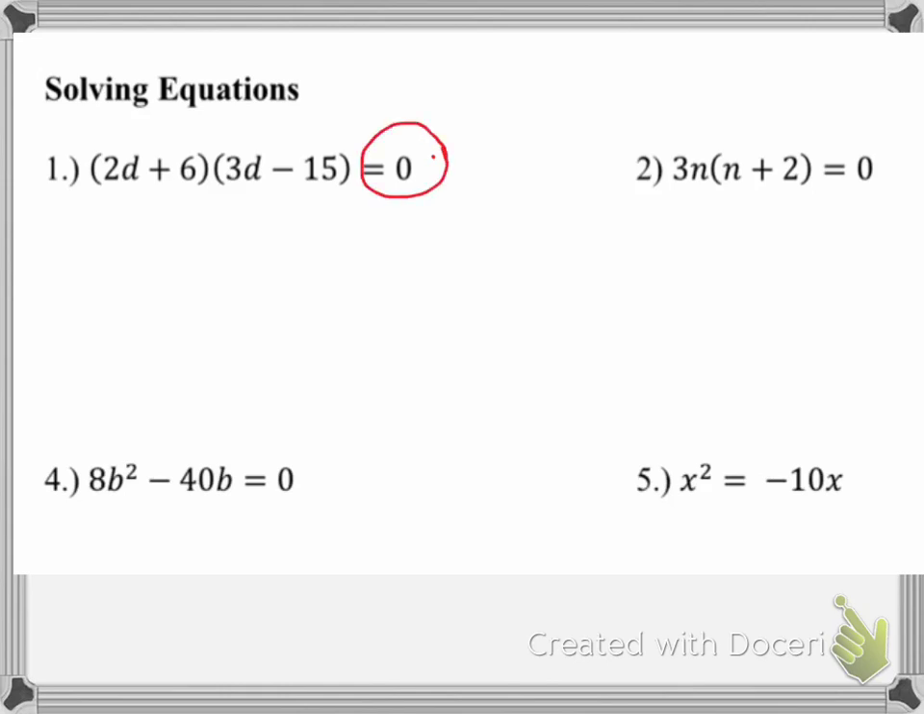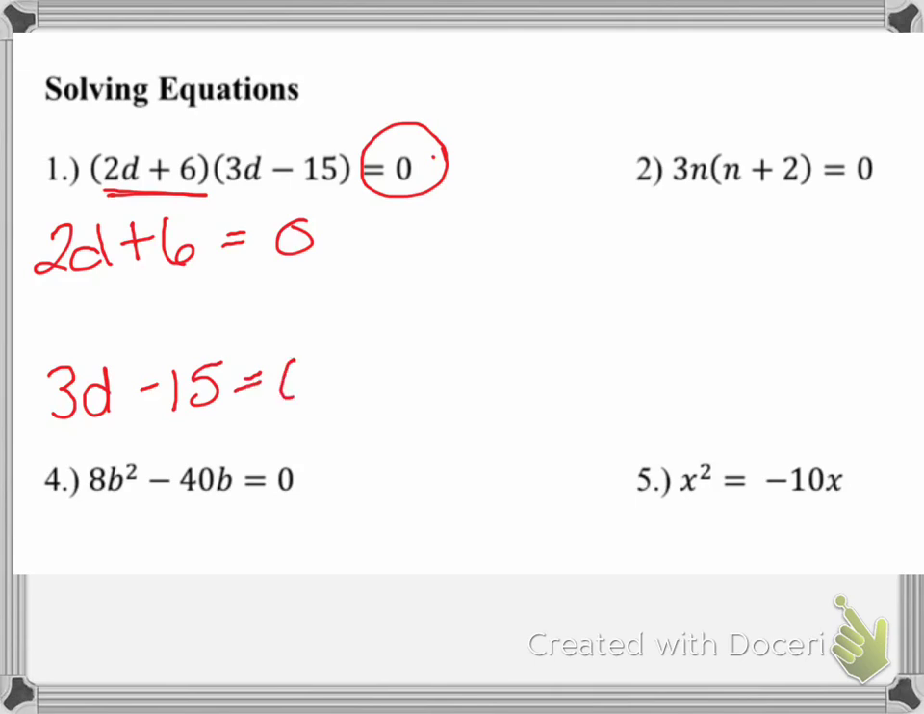And so you have to remember our zero products property. Anytime I multiply something by 0, I get 0. So basically what I'm going to do is take this 2d plus 6 and set it equal to 0. And then the 3d minus 15, I'm going to set that equal to 0. And the reason for this is because I'm going to get 2 answers for the variable d, such that it makes this whole set of parentheses 0, because then it'll multiply by whatever this is and get 0.